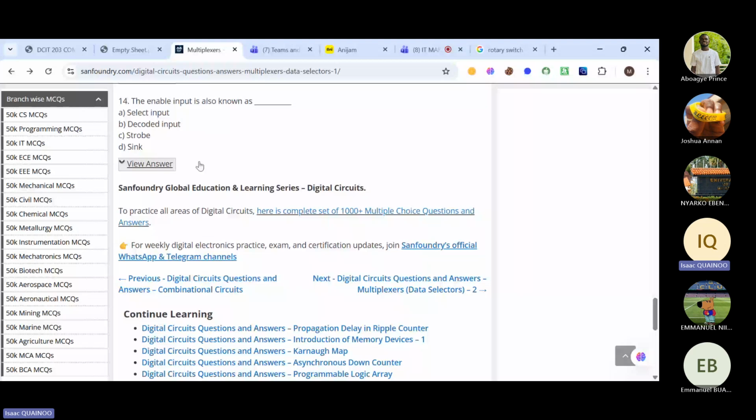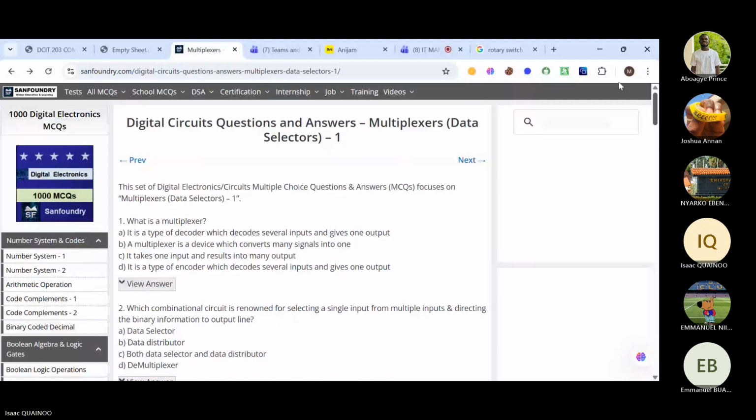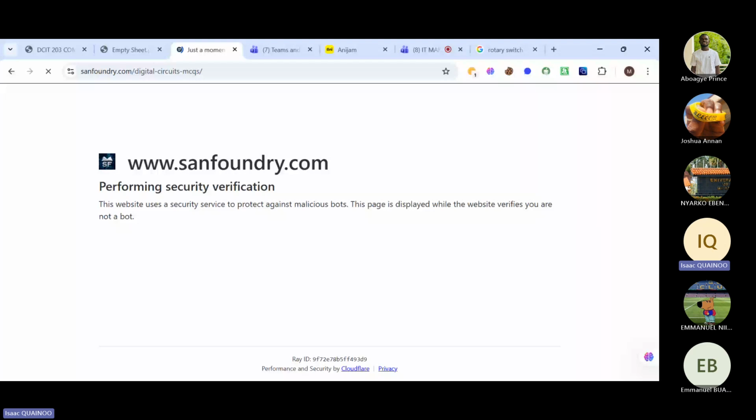All right, so we are done with part 1 of our multiplexers questions. Let's go to the second part and complete everything under that.